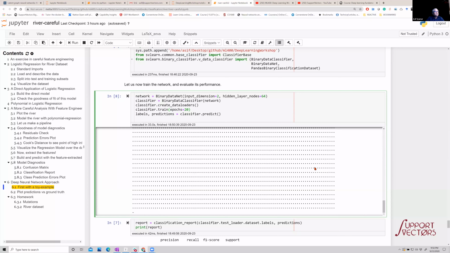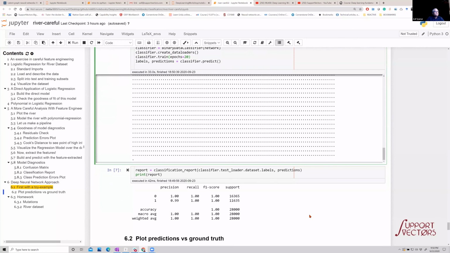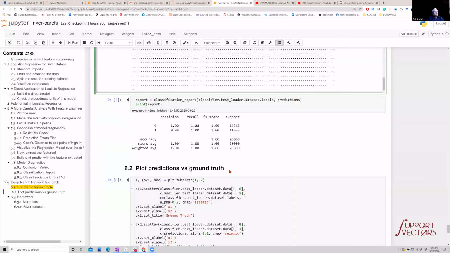So here you go. This is the loss taking place. And then here is the classification report. Well, this report is too good to be true. The neural network does an amazing job of classifying it. It comes up with a perfect score, right? No mistakes. The data had no noise. I didn't get time to introduce noise, but this is it.